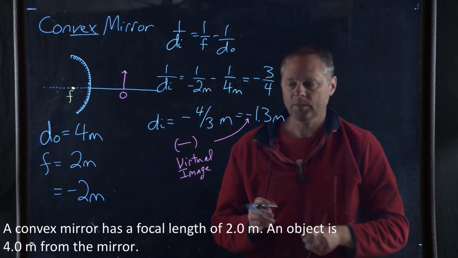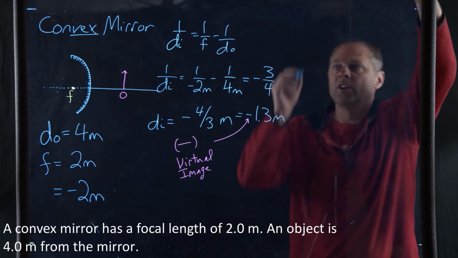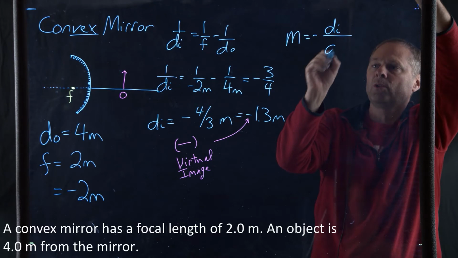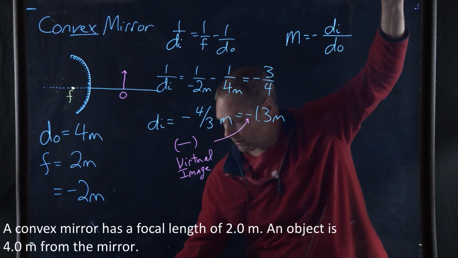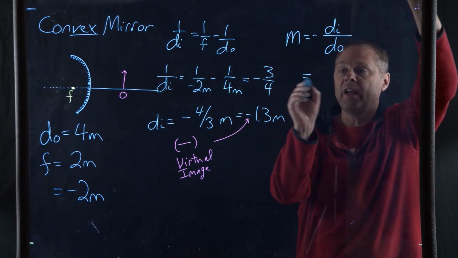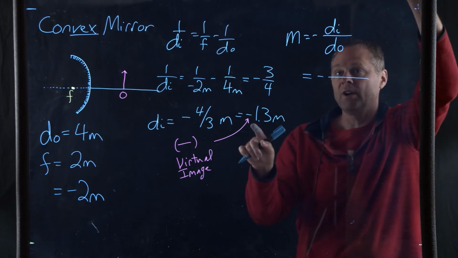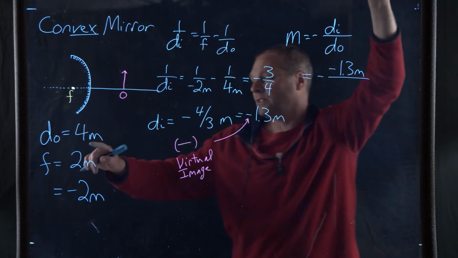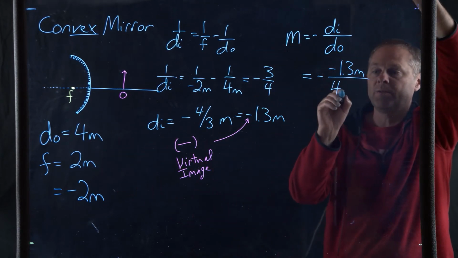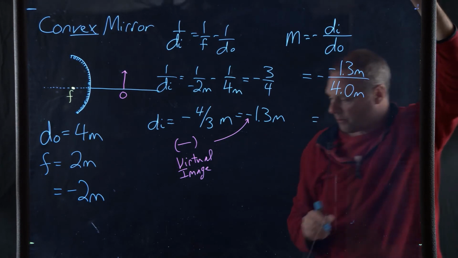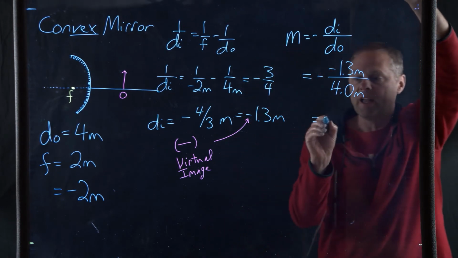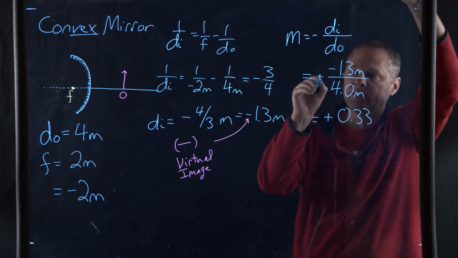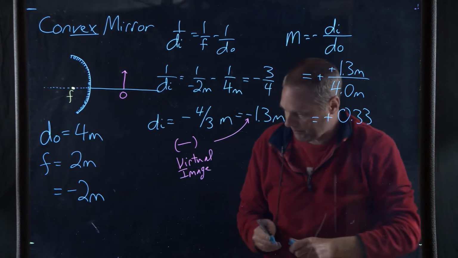Now, let's look at the magnification, all right? So the magnification is going to be equal to the negative of the distance of the image over the distance of the object. Therefore, let's start plugging in the numbers we have. So this is going to be a negative 1.3 meters. Our distance of the object is going to be 4.0 meters. Therefore, this is equal to a positive 0.33, because this negative and that negative cancel themselves out, and therefore it becomes positive.